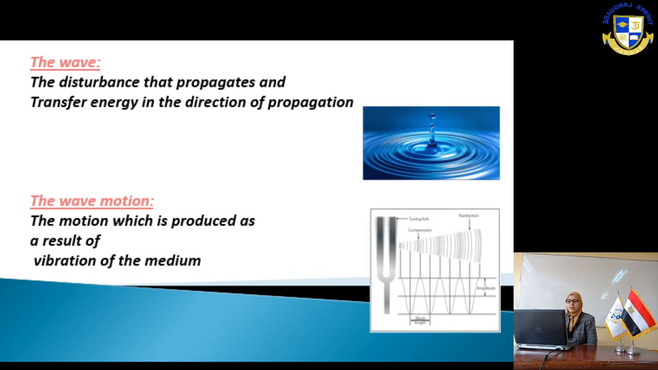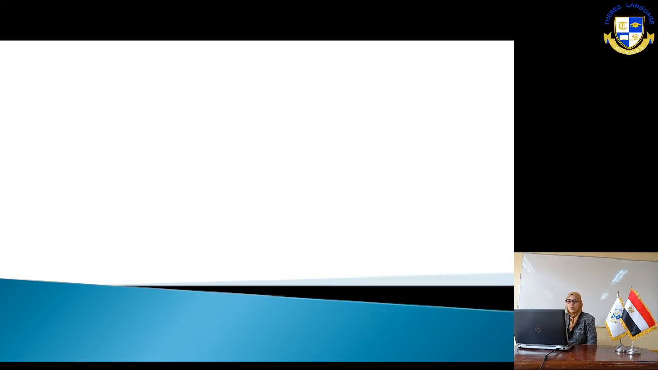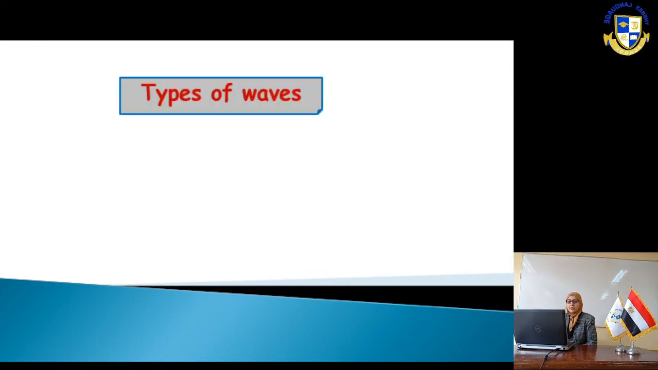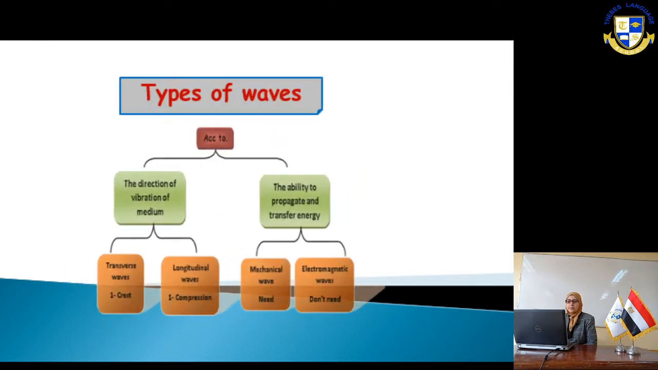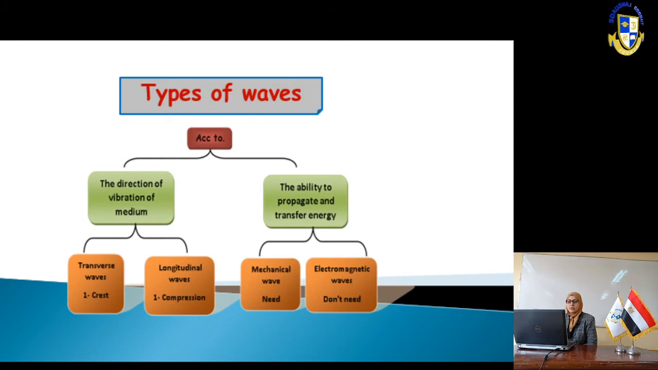Here's slide number 3. Types of waves. What are the types of waves? The direction of the vibration of the medium and the ability to propagate and transfer energy. Here we have the direction of the vibration of the medium: transverse wave and longitudinal wave. In the transverse wave we have crest and trough, and in the longitudinal wave we are going to take compression and rarefaction. The ability to propagate and transfer energy. We have mechanical waves that need a medium and electromagnetic waves that don't need a medium.